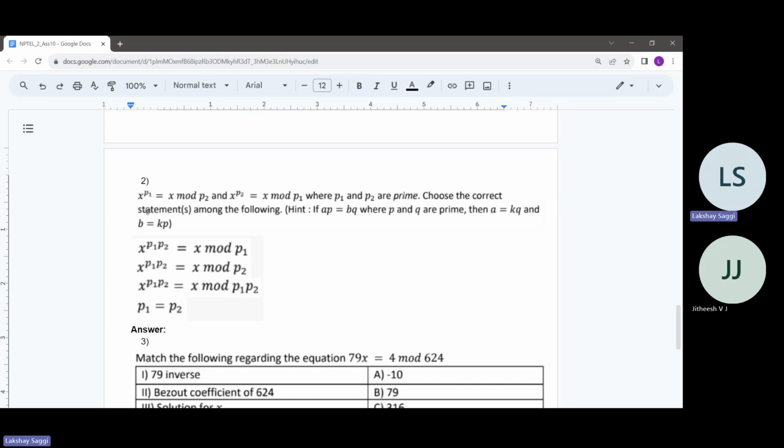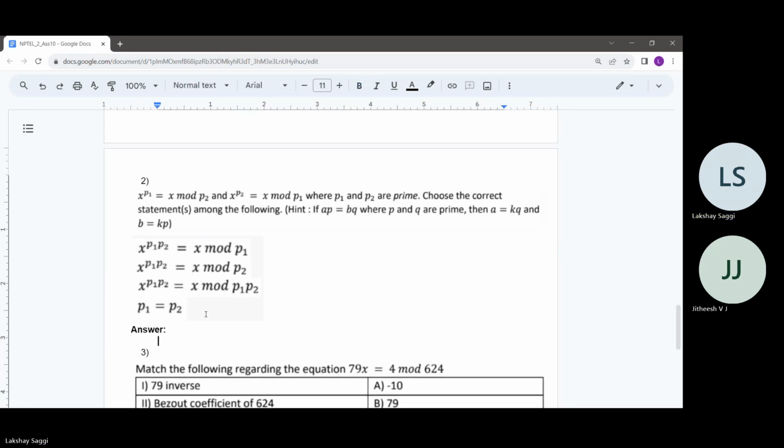So second question says that we are given that x raised to the power p1 is equal to x mod p2. Similarly, x raised to the power p2 is congruent to x mod p1. Note that I think these are typos here. These are not equality symbols, but rather congruency symbols. So x to the power p1 is congruent to x modulo p2, x to the power p2 is congruent to x mod p1, where p1 and p2 are prime. And now we want to choose the correct statements among the following. Note that I don't think we'll be needing this sort of hint here in this problem.